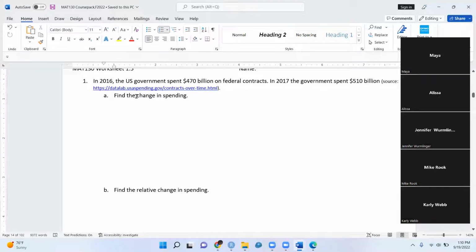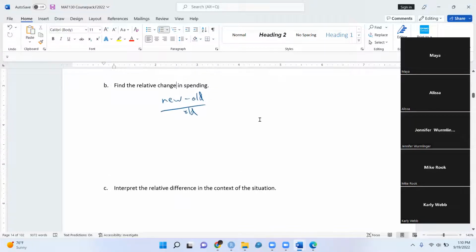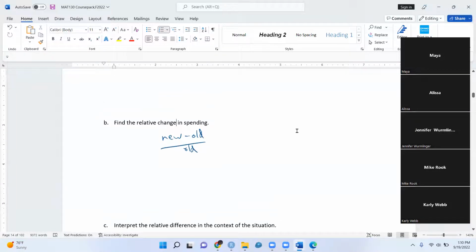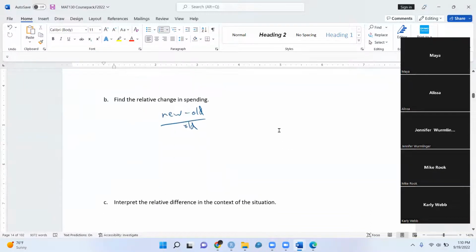So I changed the word here from change to difference, but question A, like we did in class, was just new minus old, saying how much money difference did we spend? And then question B is new minus old divided by old. So what percent change happened? Usually the relative change is the more accurate description of what's going on than the amount change, if you're trying to make a point.